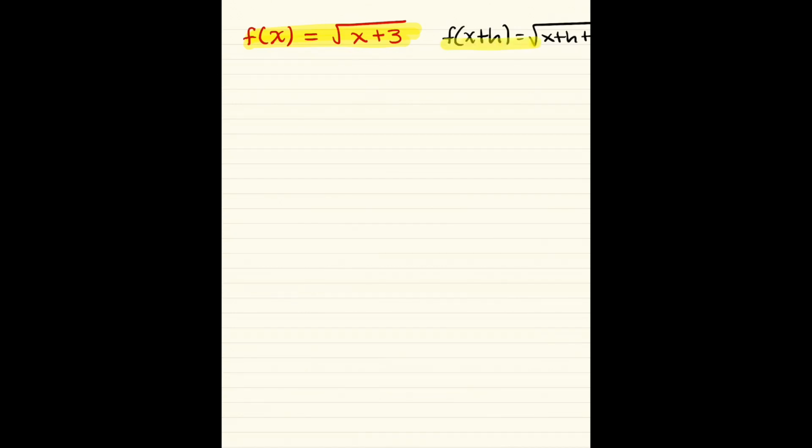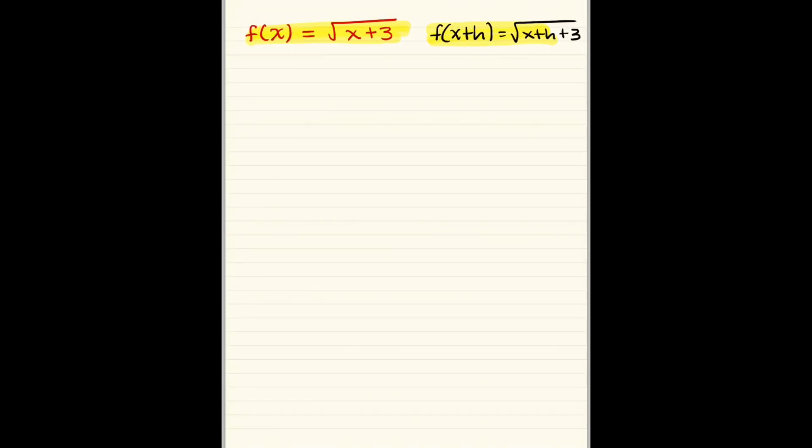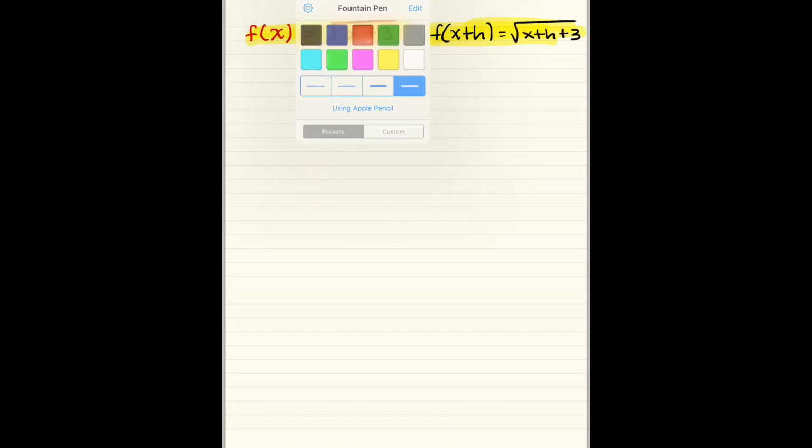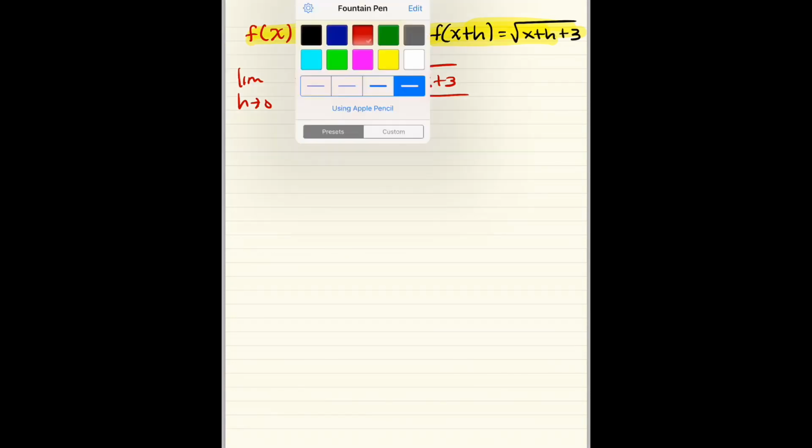First step, f of x plus h. I think that there it is. Okay, f of x plus h is x plus h plus 3 all square rooted. You're just going to take the difference of the two divided by h because that's the definition of a derivative. So limit as h approaches 0 of square root of x plus h plus 3 minus square root of x plus 3, divided by h. Okay, we know it's going to give you 0 over 0, right? You can apply it there.